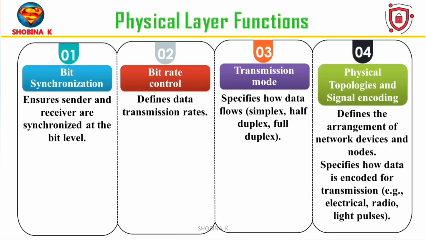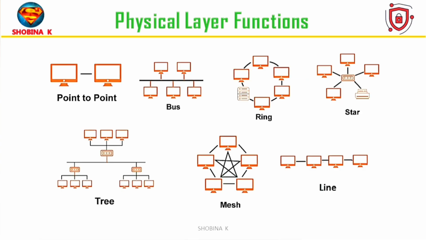The physical layer also defines the physical topology of a network. It tells how devices and nodes are physically arranged or connected. Common topologies include bus topology, star topology, and mesh topology. In bus topology, all devices are connected to a single communication line. Here data travels along this shared line. In star topology, all devices are connected to a central hub or switch, which makes it easy to manage but dependent on the central device. In mesh topology, every device connects to every other device, providing high redundancy and reliability.